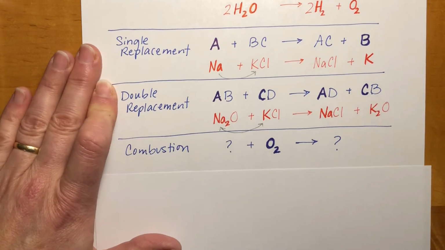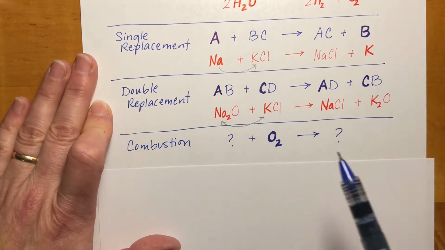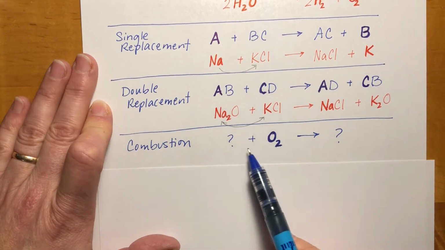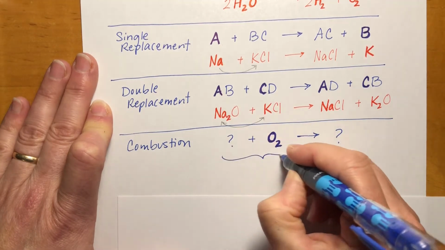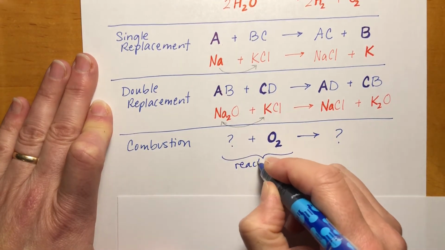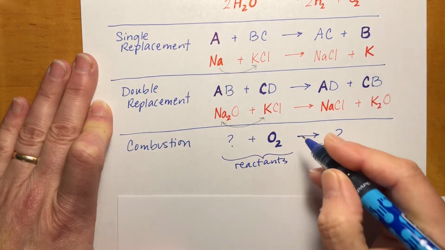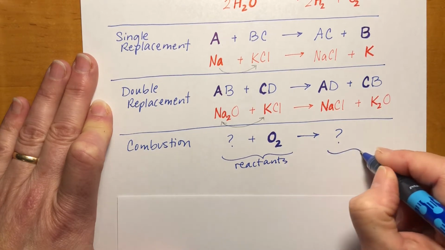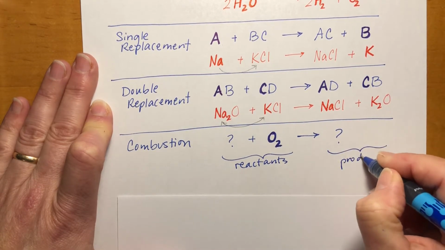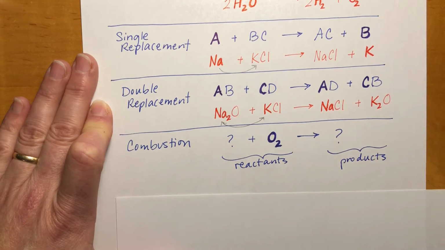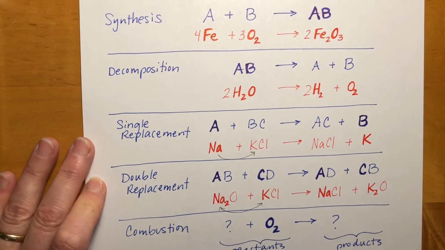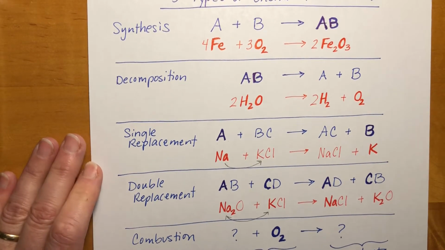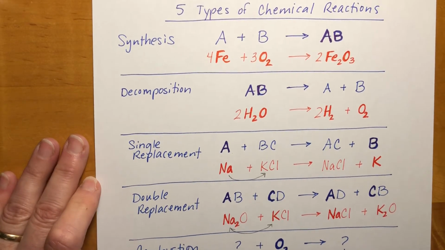And then the last one is the combustion reaction, where one of the things on this side of the equation. Remember, this side of the equation are the reactants. When one of the reactants is oxygen, you could technically say you have a combustion. So that's the 5 types of reactions that we're going to talk about.